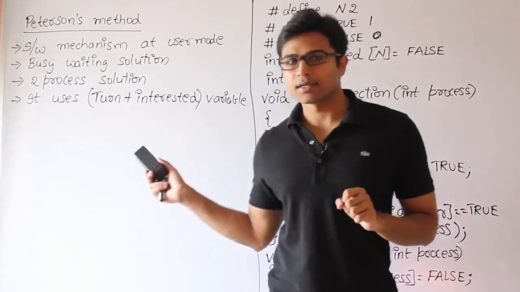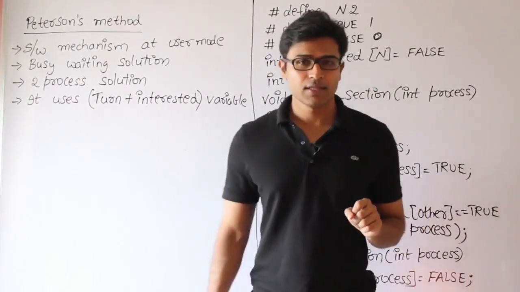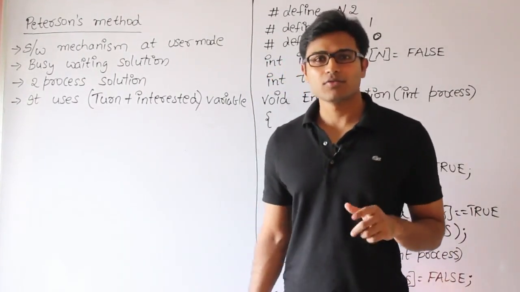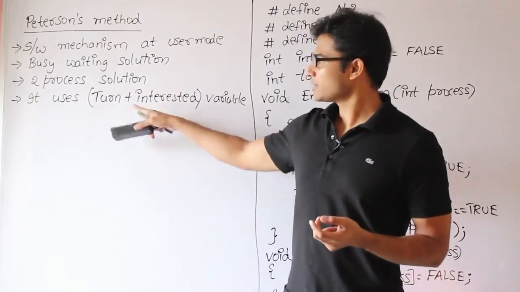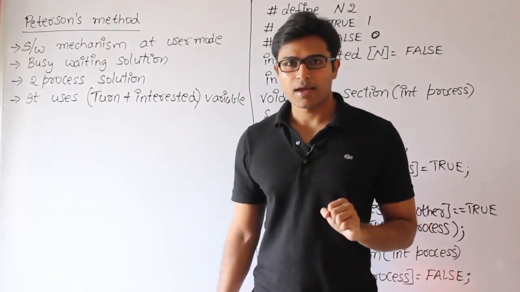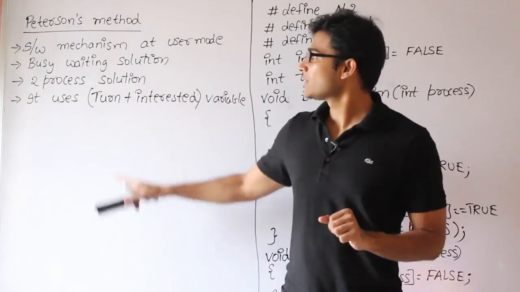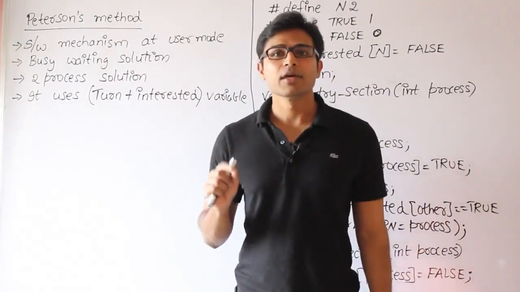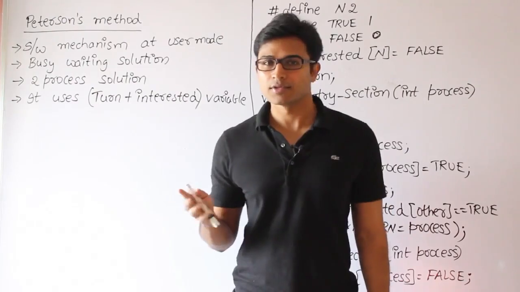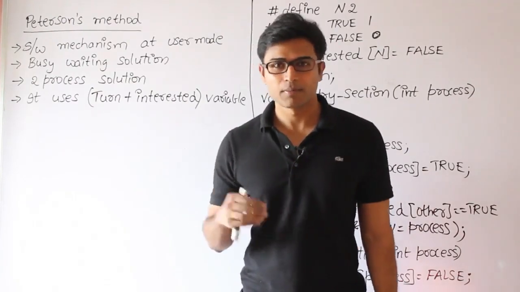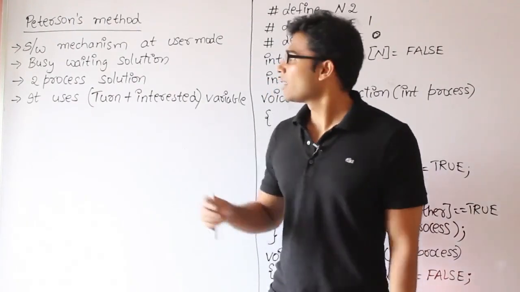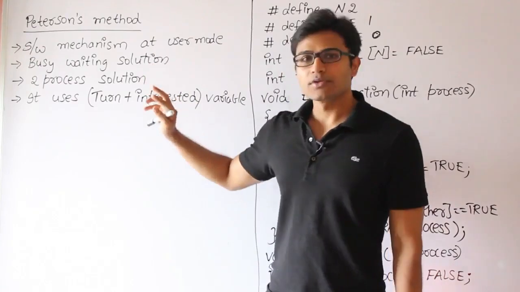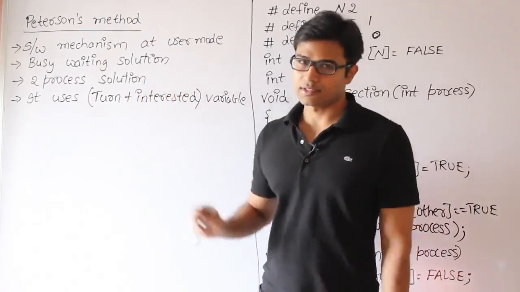But this is the first method, proposed by Peterson, which is a combination of two variables, turn and interest rate. I'll show you how. And this is the first method which is used at the user mode. User mode means we don't need any support from the operating system, therefore it is platform independent, which means it can run on any operating system because we are not taking any support from the operating system. And then it is a busy waiting solution, and it is applicable for two processes, right?